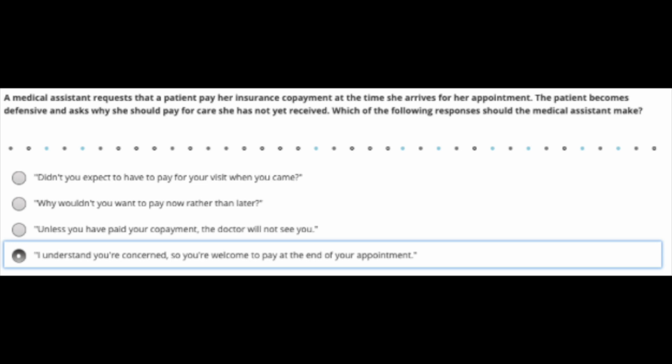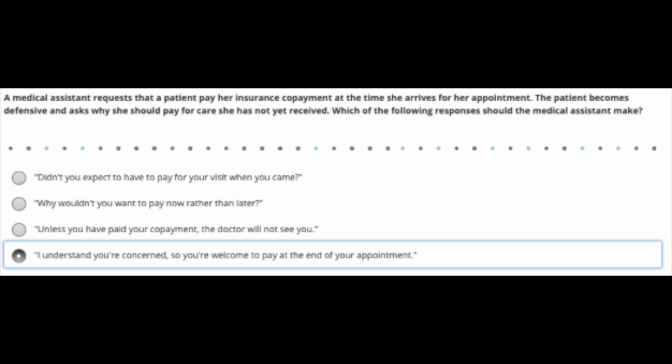A, didn't you expect to have to pay for your visit when you came? B, why wouldn't you pay now rather than later? C, unless you have paid your copayment, the doctor will not see you. Or D, I understand you are concerned, so you're welcome to pay at the end of your appointment.